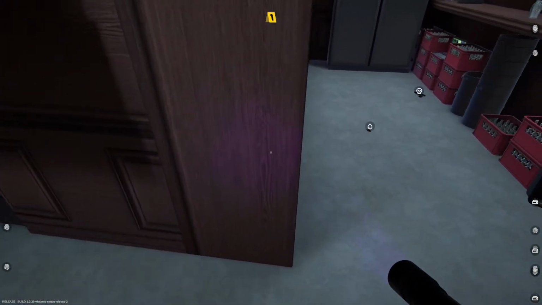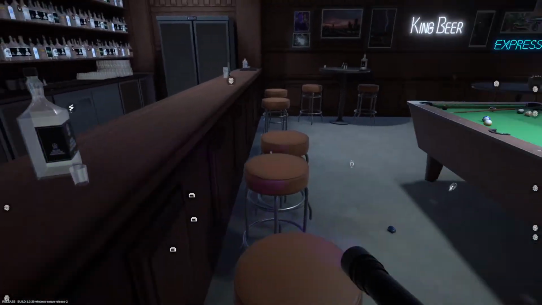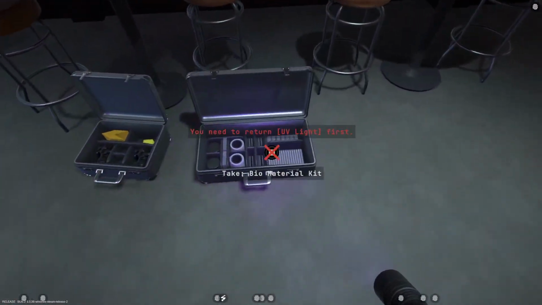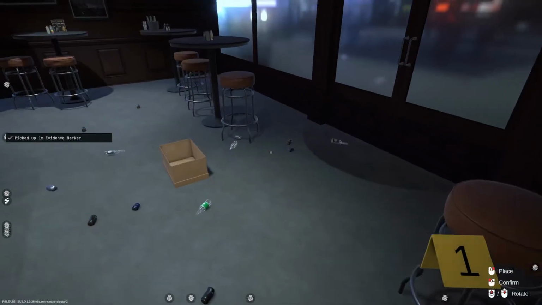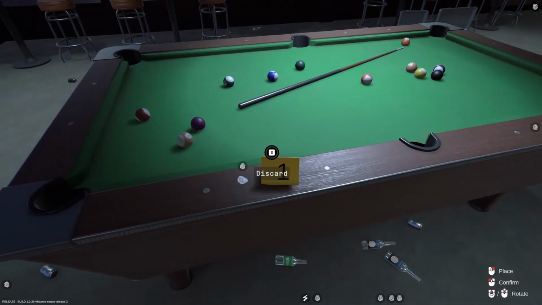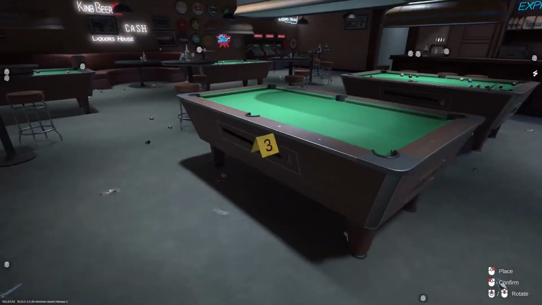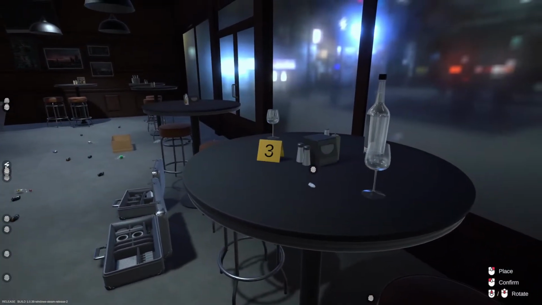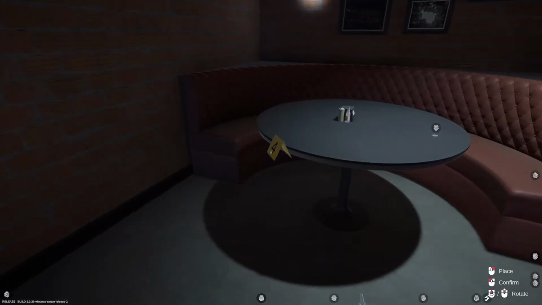So last time we were here, the gunshot was right here. Alright, let's start figuring things out here. Let's put our evidence down. Got our evidence tags. Okay, got tons of fingerprints. Hey, what's up, cat?